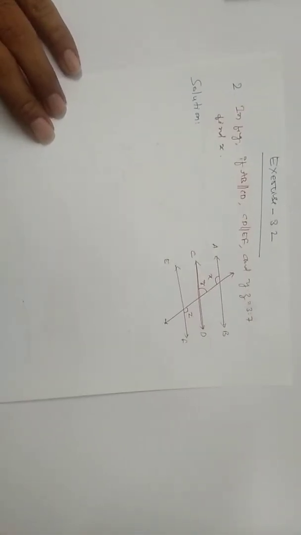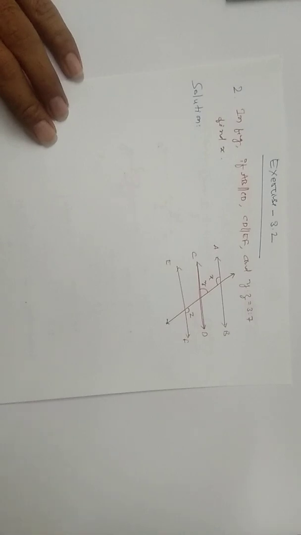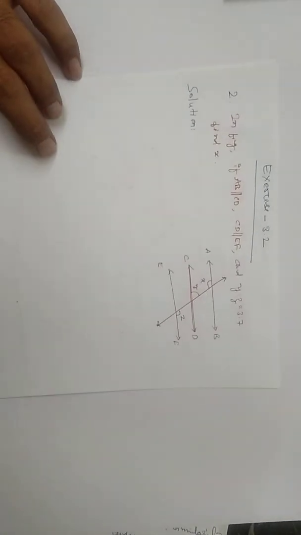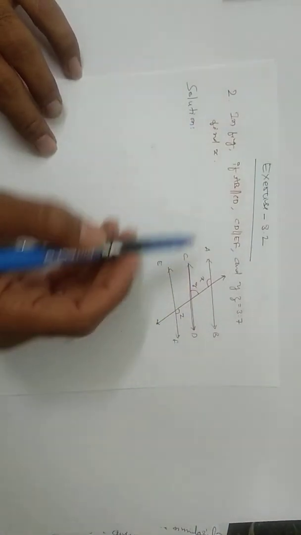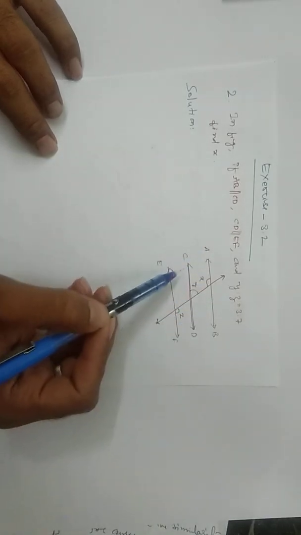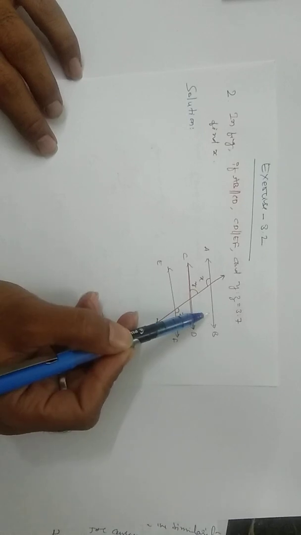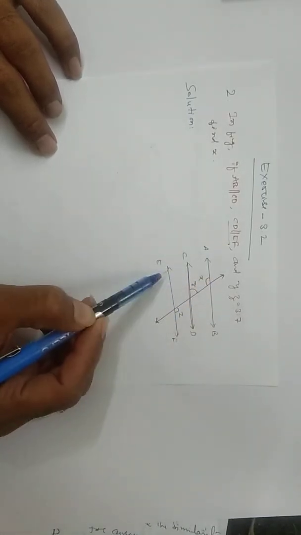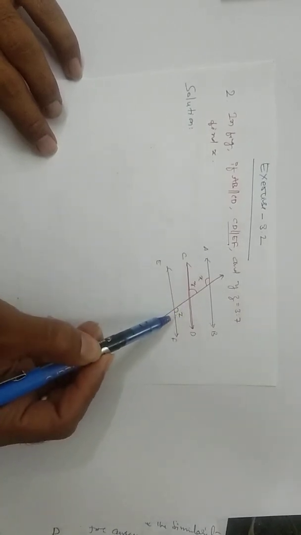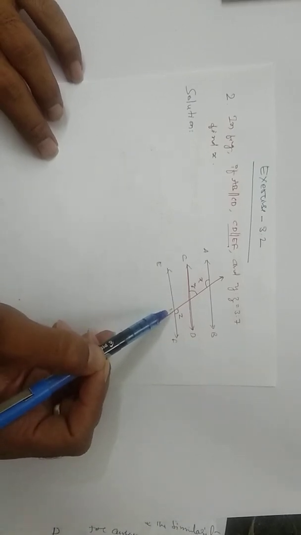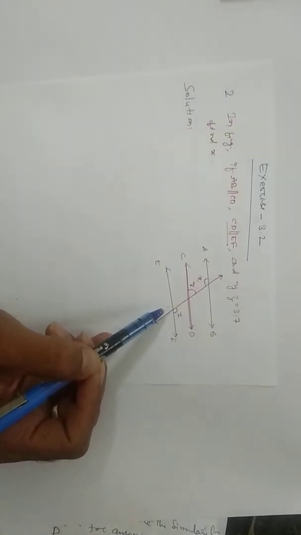Yes, dear students, we are going to discuss right now the second problem in the same exercise 3.2. The second problem is like this. In this figure, AB is parallel to CD, AB is a line and CD is a line, these two are parallel, and CD is parallel to EF, CD is a line and EF is another line, these two are parallel. Totally AB, CD, EF, all three lines are parallel.